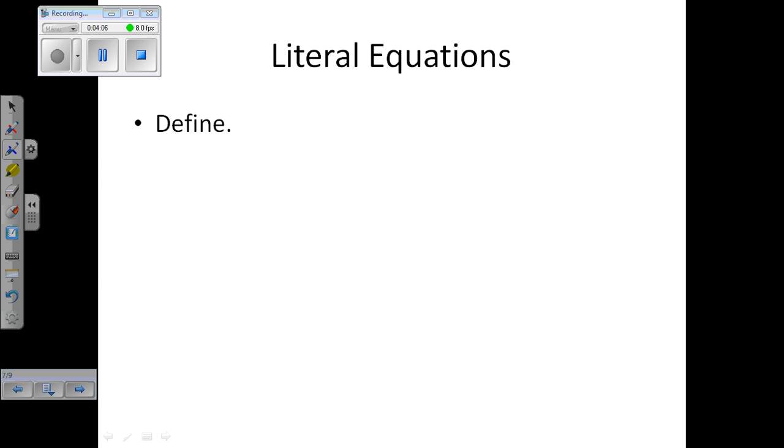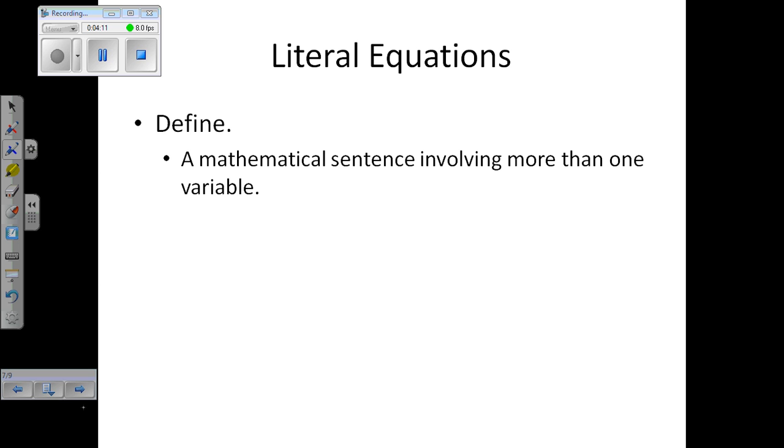So we're going to start now by defining a literal equation. A literal equation is a mathematical sentence involving more than one variable. You need to fill this in on your note sheet that goes along with this introduction. We've already seen two examples of literal equations, the area formula, A equals LW, and the density formula, density equals mass over volume. Those are just two examples. Any equation that has multiple variables is considered a literal equation.